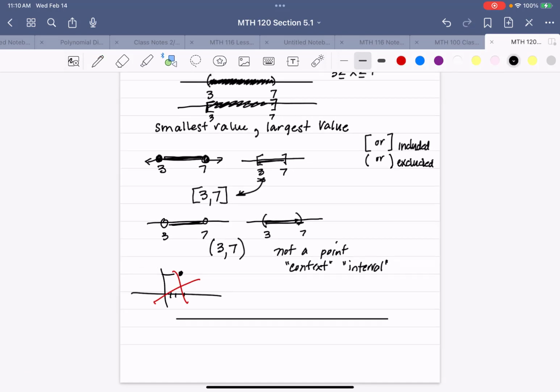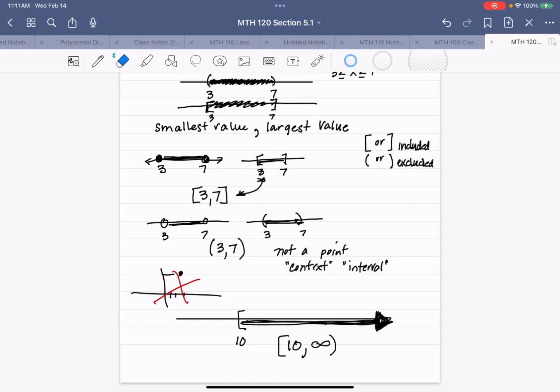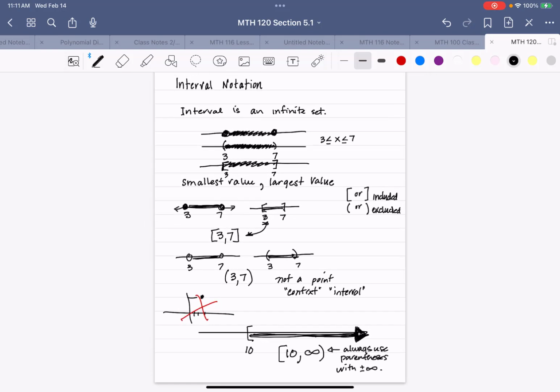And one other thing to know about interval notation is sometimes you have an interval. Say, for example, I want all the numbers bigger than 10, including 10. So it goes like this. All the numbers bigger than 10, including 10. So my smallest number would be 10. My largest number would be positive infinity. 10 is included. Infinity is never included. So you have to remember, always use parentheses with infinity. And that's with plus or minus infinity. You can't use the bracket to include them because you can't reach infinity, therefore you can never include it. So that's a summary of interval notation.